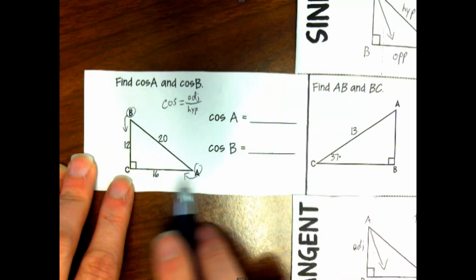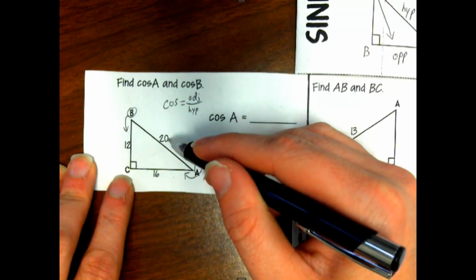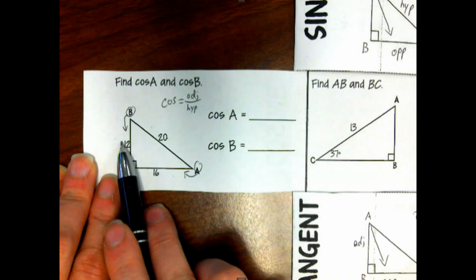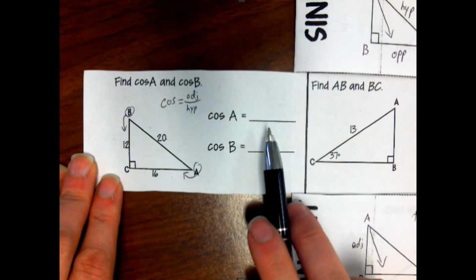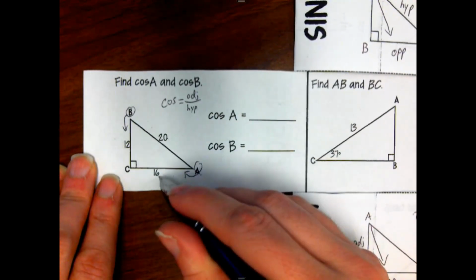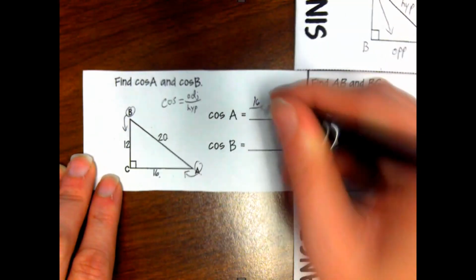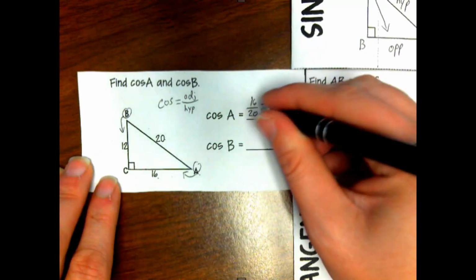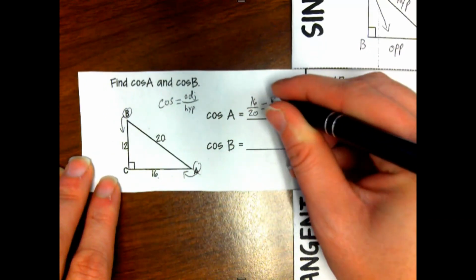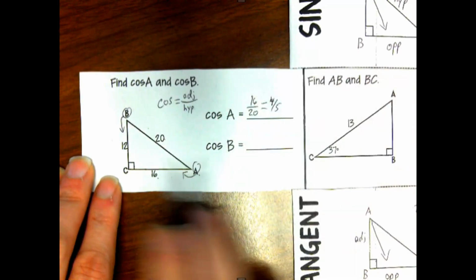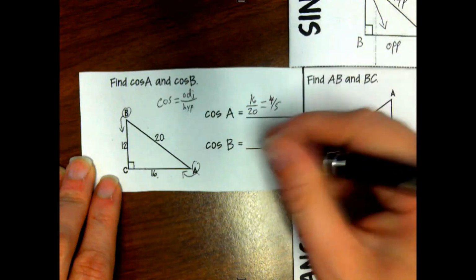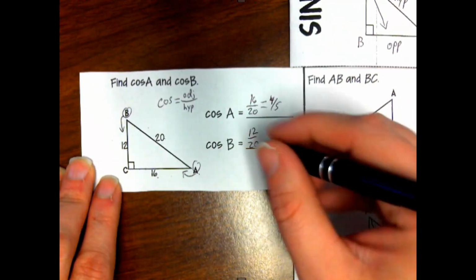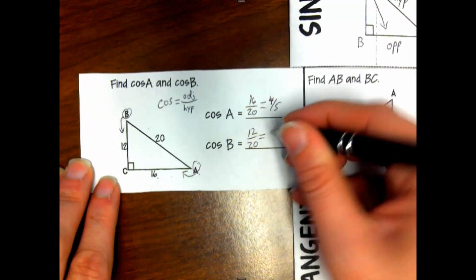This is the side that it's next to, but that's not the hypotenuse, because both of them are next to two different sides. Just one of those is the hypotenuse, and one is called the adjacent side. So the cosine of A is adjacent over hypotenuse, and then we can simplify that to 4/5. And then the cosine of B is adjacent 12 over hypotenuse, still 20, and we can simplify that to 3/5.